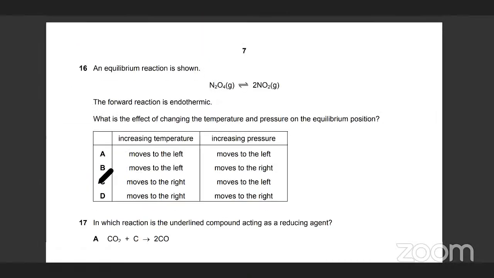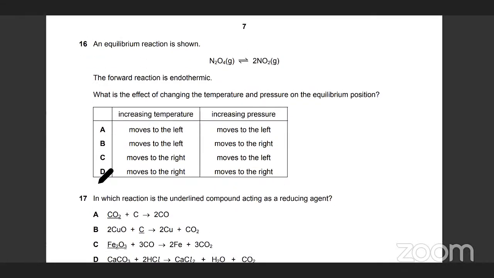अच्छा, एक दो और कर लेते हैं, बस ये पेज कर लेते हैं. Equilibrium. Forward reaction is endothermic. Forward is endo. So that means backward is the opposite, that's exo, right? What is the effect of changing the temperature and pressure on the equilibrium position? तो temperature बढ़ाओगे कौन सा favor होगा, endo exo? What's the rule? If you increase temperature, it's always the endothermic reaction, right? So it would move to the right?